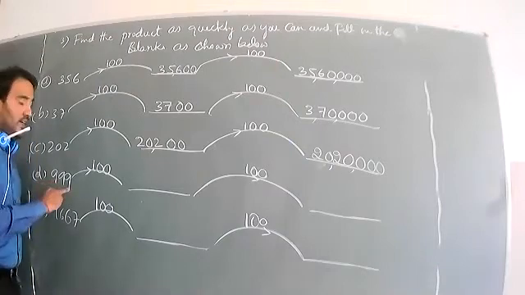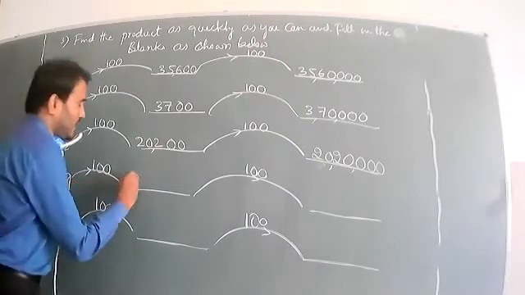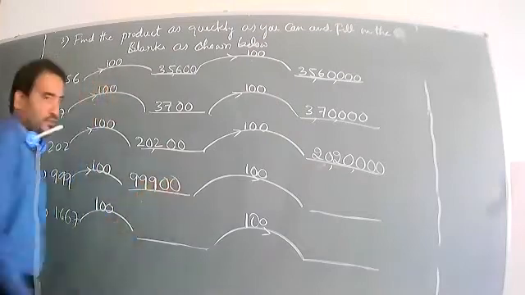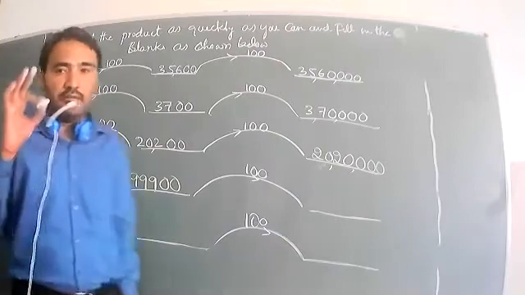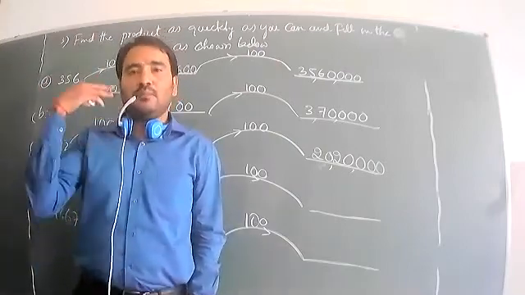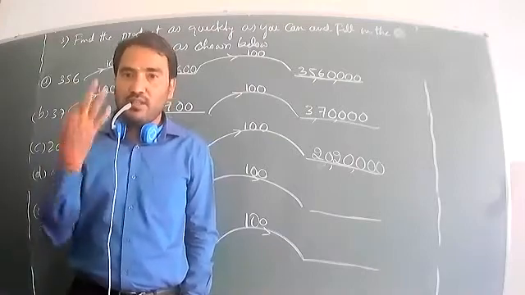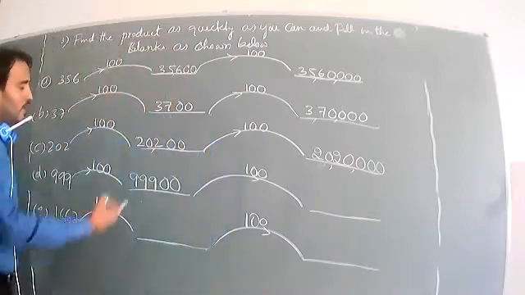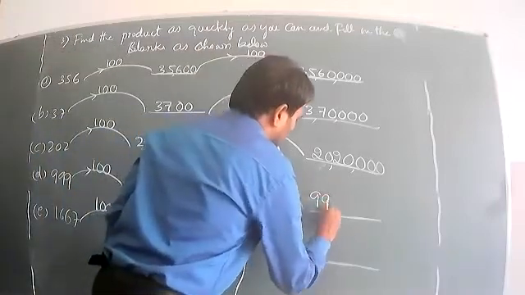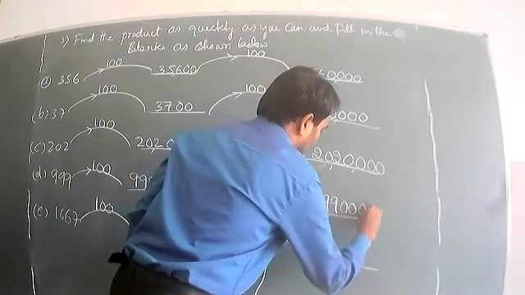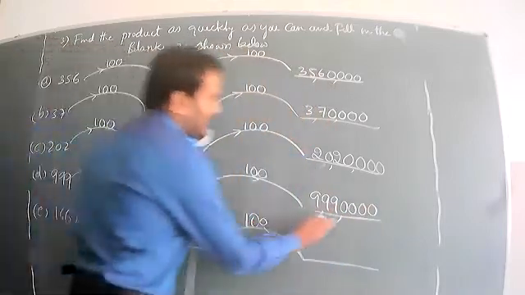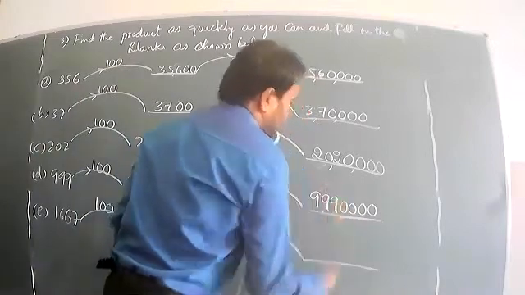Next, 999 into 100. 999 into 100, multiply. What do we get as the answer? Two zeros. Keep in mind, when you multiply by 100, the product has two zeros. When you multiply by 1000, the product has 3 zeros. Then multiply by 100, so again 2 zeros adding. 9 lakh, sorry, 99 lakh 90,000.